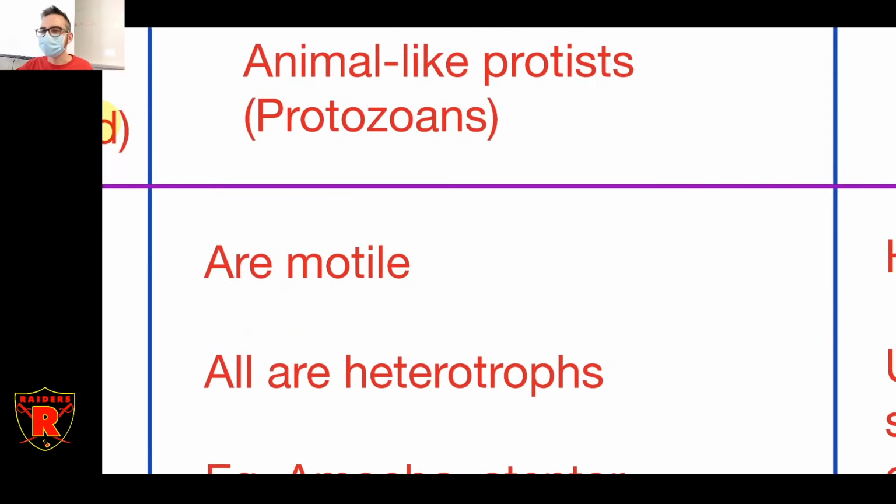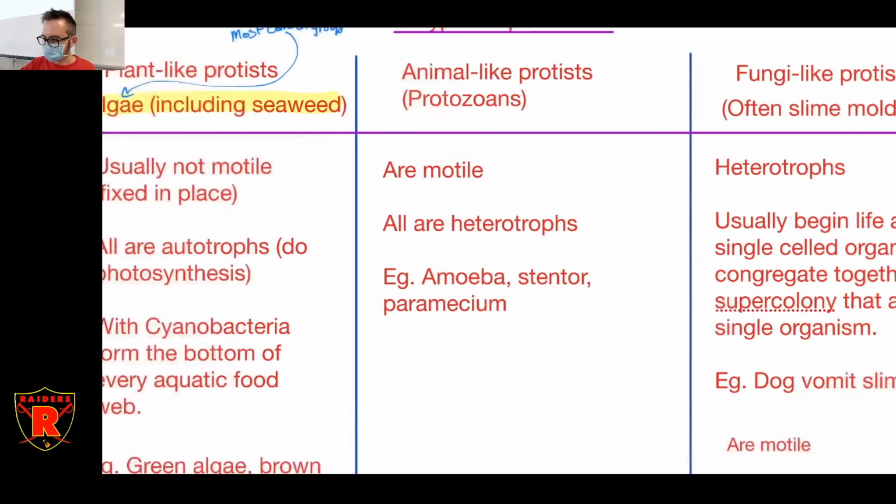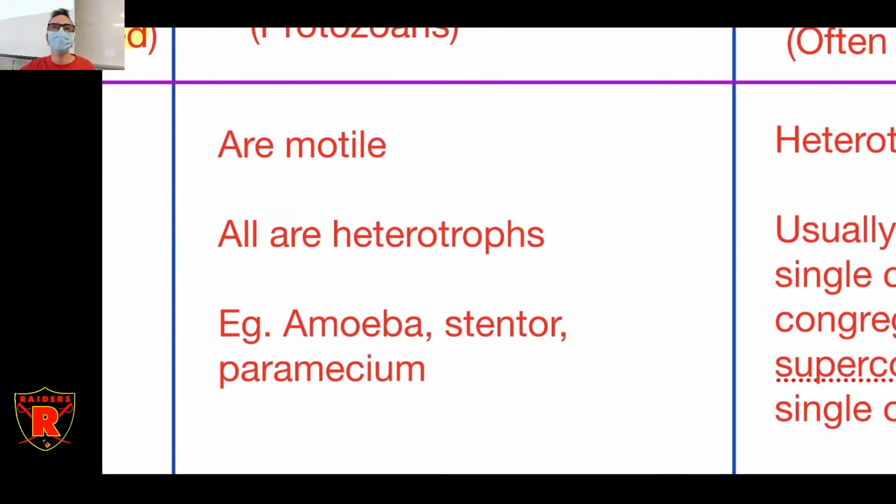So they're motile, they move. They're all heterotrophs, which means they eat stuff. It's a short list, guys. That's it. They move and they eat things. That makes you an animal-like protist. And some examples, you're going to do a little more research into the amoeba, but the stentor is one of them. Paramecium, stentors are pretty cool too.